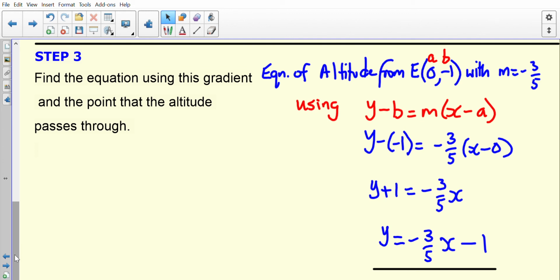Now we're going to do a wee bit of practice on this. So last time was medians, this time is altitudes, and we'll be moving on to the final type of line in our next lesson.